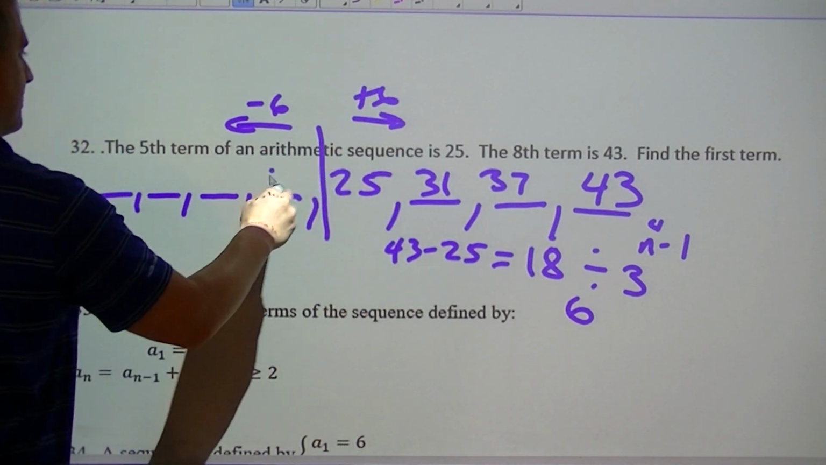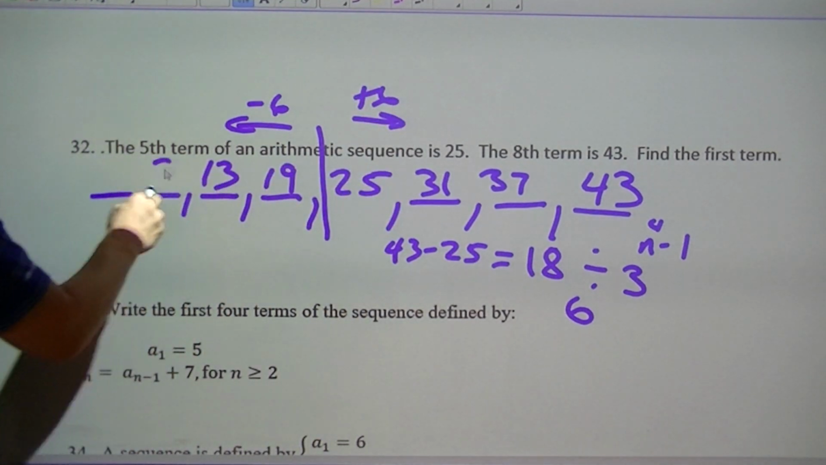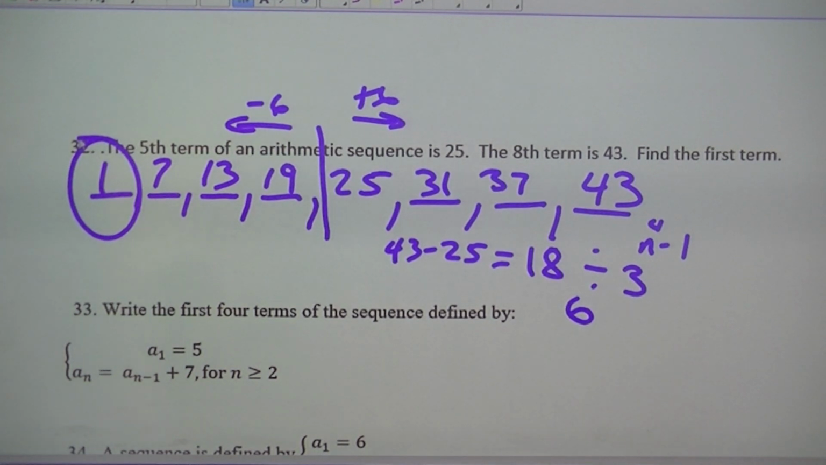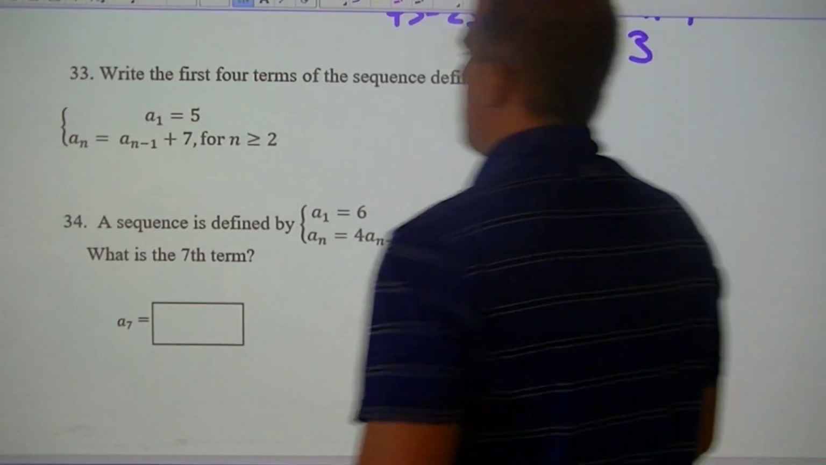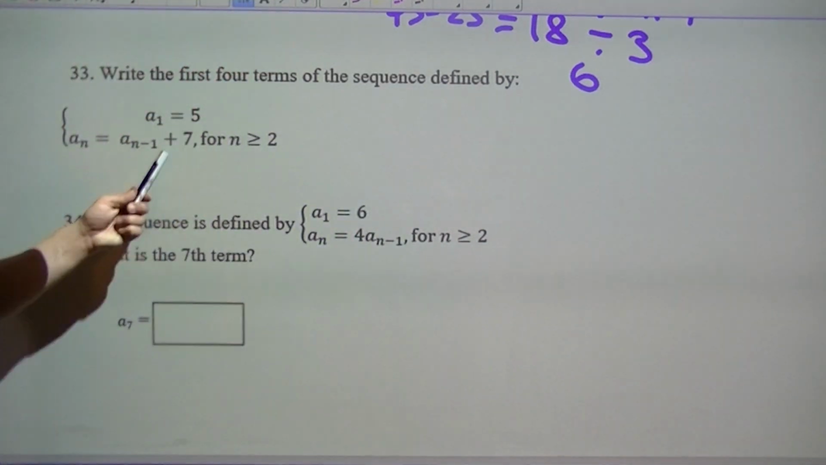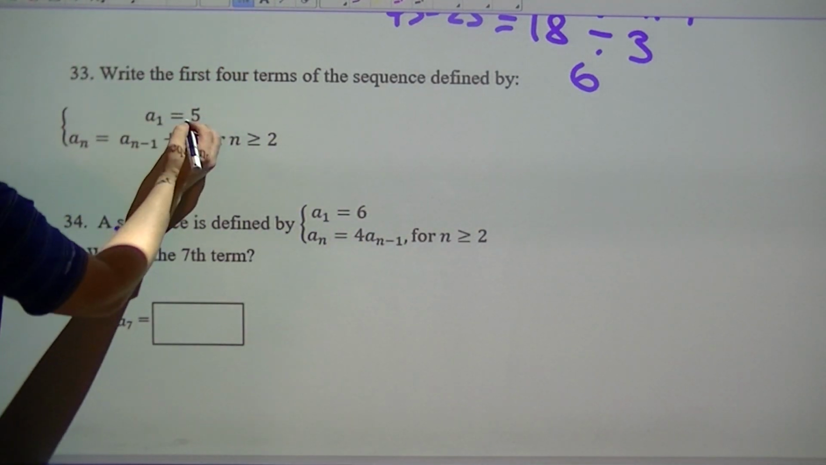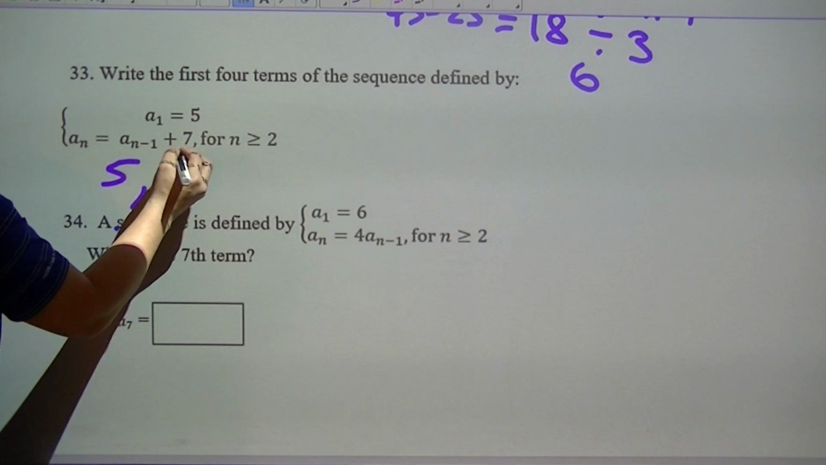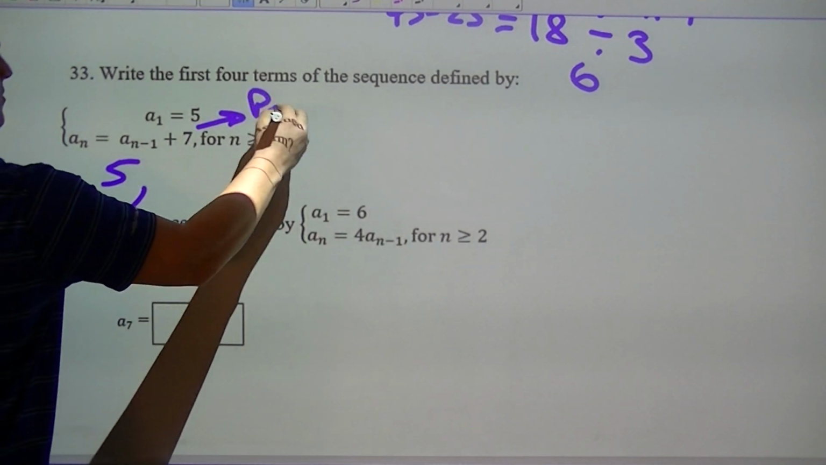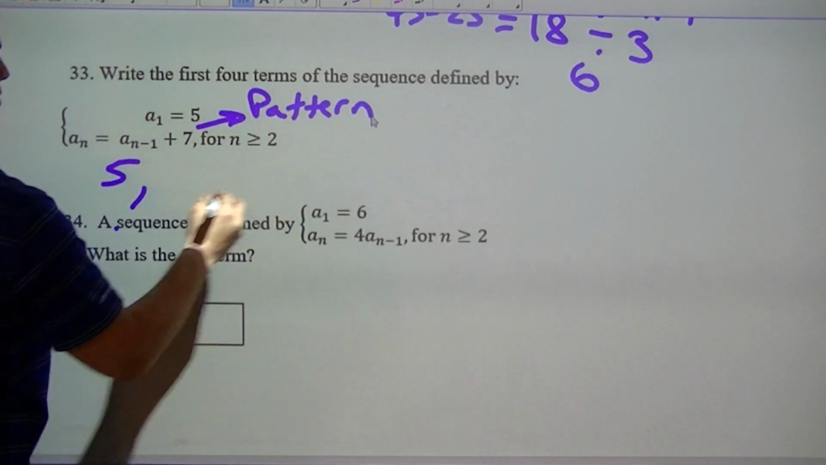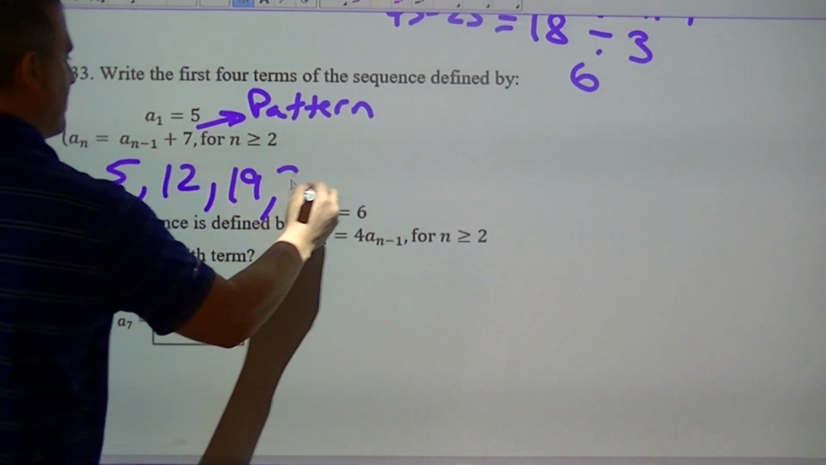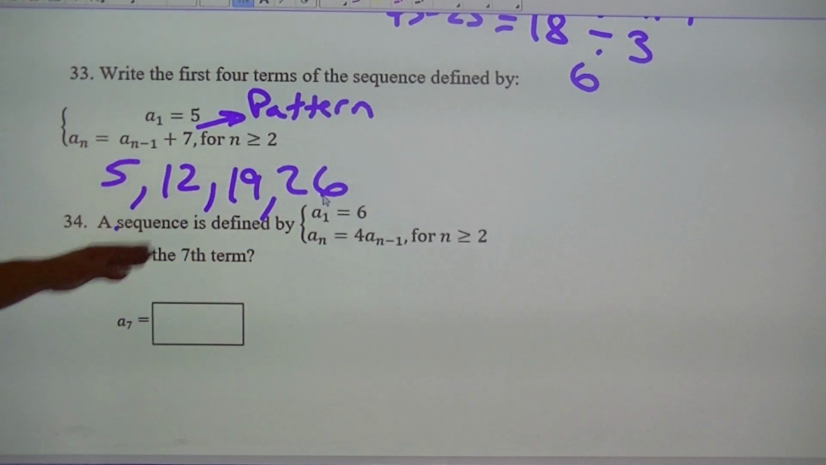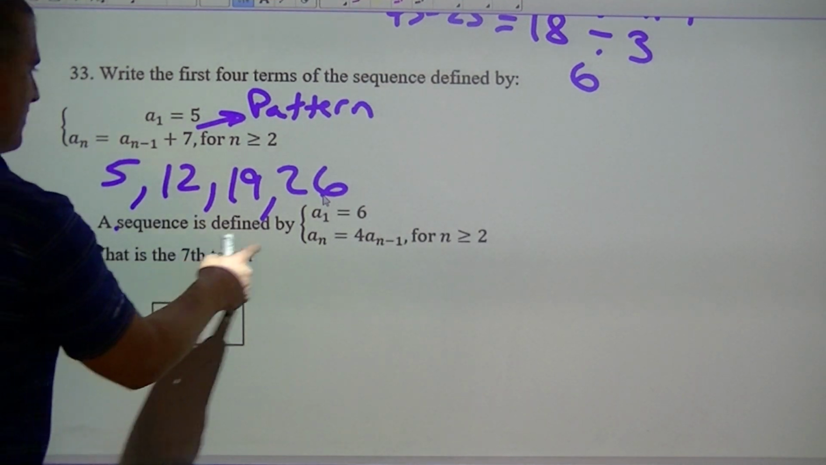So if I subtract 6, it'd be 19, 13, 7, 1. Okay? All right? These are some more arithmetic recursive problems. Find that. This is just a recursive formula, which means I'd start with this. This is my pattern. So I'm going to add 7. That would be 12. Add 7, 19. Add 7, 26. Okay?